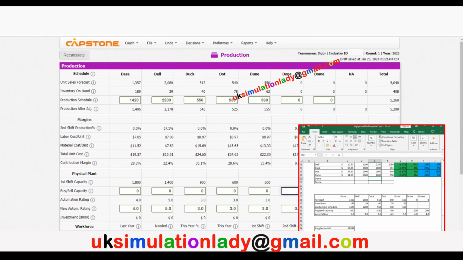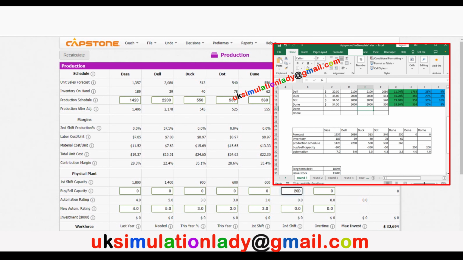Now let's decide on capacity changes. Start with Dune and Dome, assigning each a capacity of 200 units. For their automation ratings, set both to 4.0.